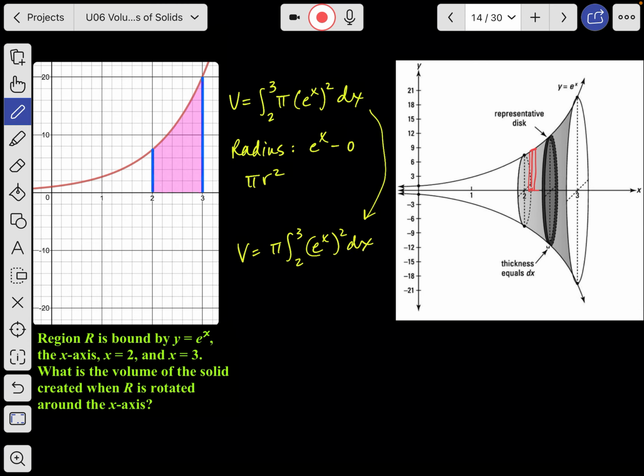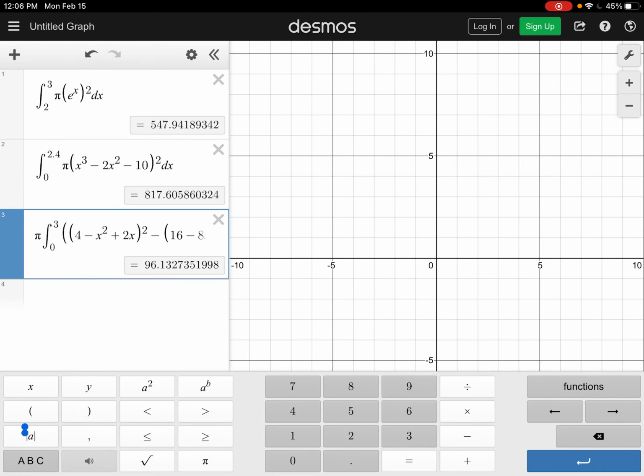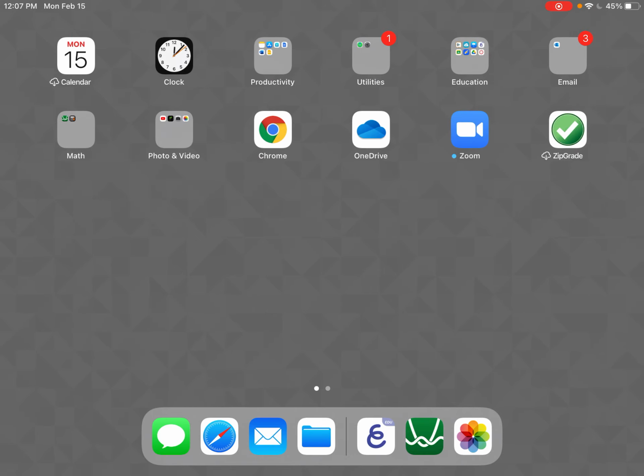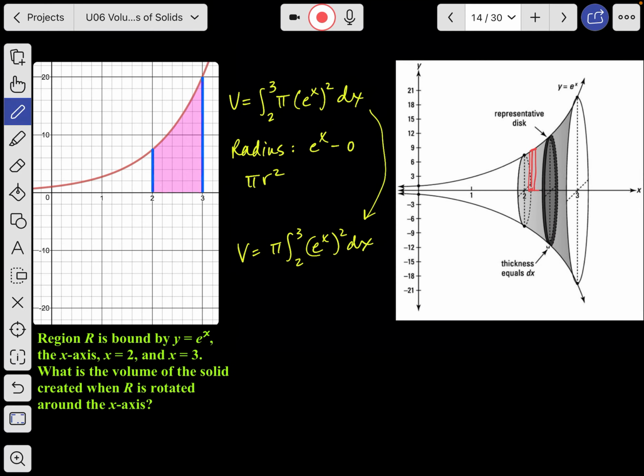We'll take this to a calculator to actually evaluate that. I think I put that in my Desmos already. Yeah, it's this very first equation, line 1. Here's my pi, and I put it inside. It doesn't really matter. The integral of e to the x squared dx is going to give me a volume of 547.94. I just put it in to save time. So volume is 547.94, and that's units cubed, whatever those units are.